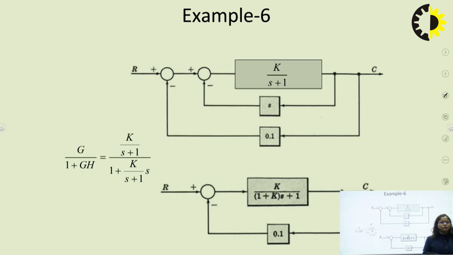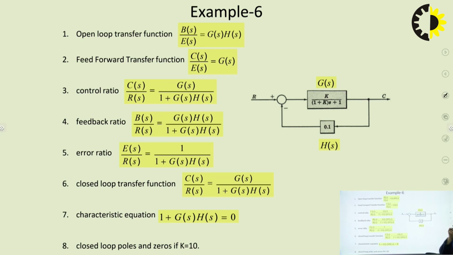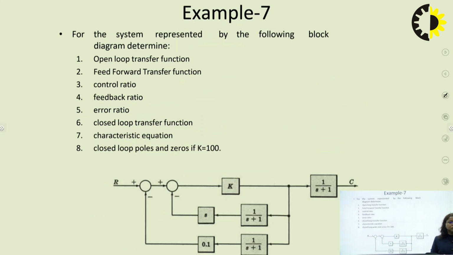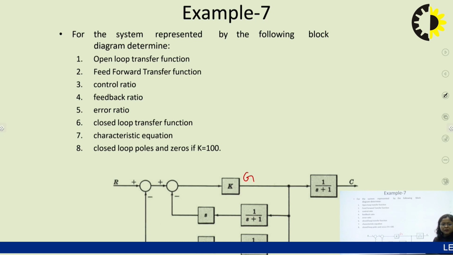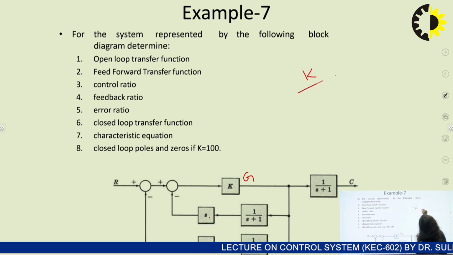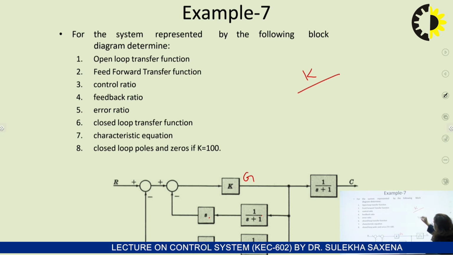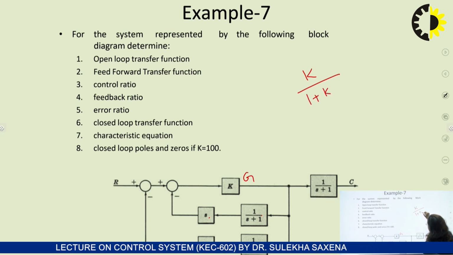Now, moving towards another example. We have already solved this. We will take another example here. The first feedback path is forward path G and feedback path is S upon S plus 1. So the overall transfer function of this single block is K upon G upon 1 plus GH, that is 1 plus K multiplied by H, that is S upon S plus 1.